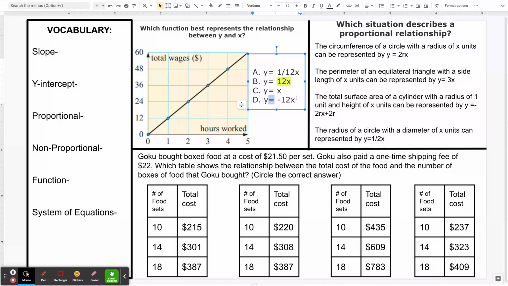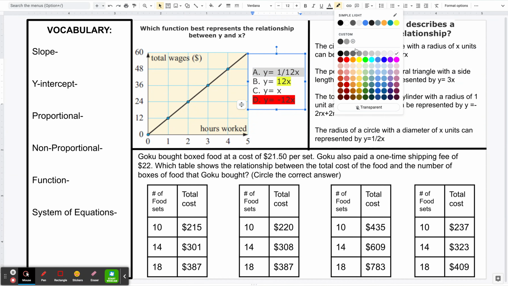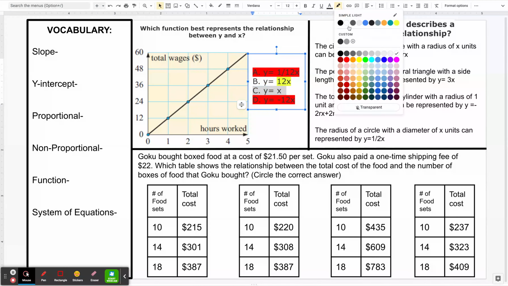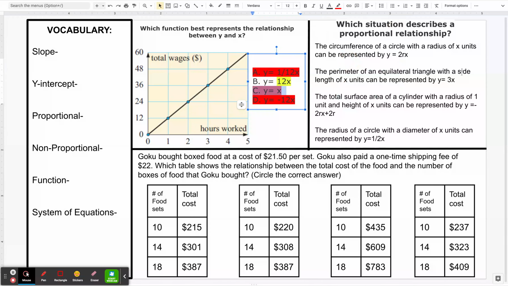So if I can highlight it, I will. But instead, I'm going to highlight it in red. Like, it's just not possible. 1 over 12 was probably your next best answer. But again, slope is the change in y over the change in x. So it's not 1 over 12, it's 12 over 1. And then C, the problem with C is that this indicates that there's 1x. That means it's going up 1 and over 1. So C could not be it either. Okay? Keep that in mind.